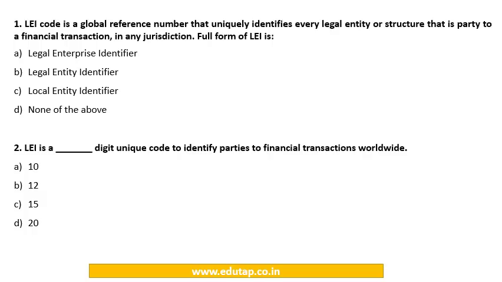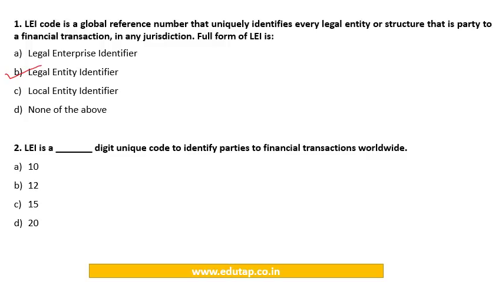First question: LEI code is a global reference number that uniquely identifies every legal entity or a structure that is party to a financial transaction in any jurisdiction. Full form of LEI is Legal Enterprise Identifier, Legal Entity Identifier, Local Entity Identifier, or none of the above. So we have covered that the full form of LEI is Legal Entity Identifier. So the answer is going to be option number B.